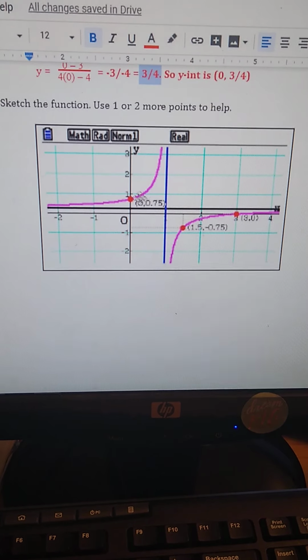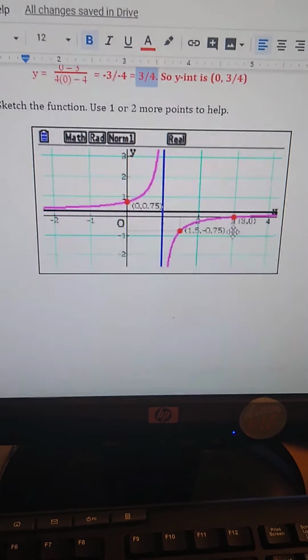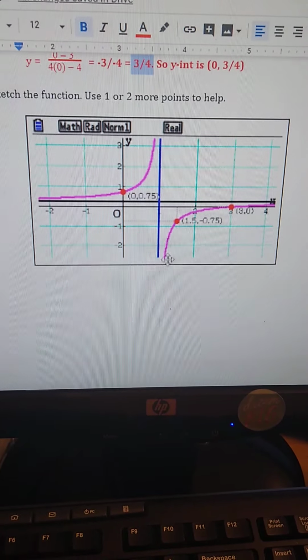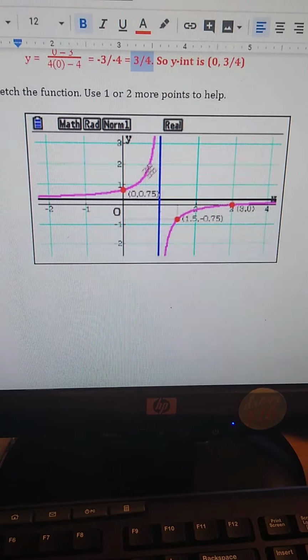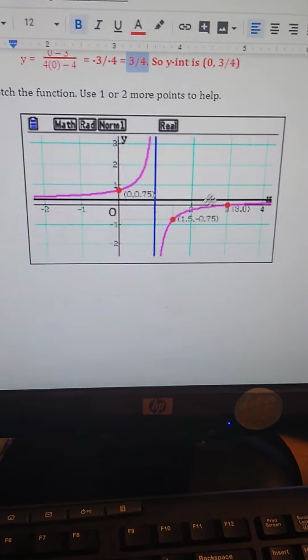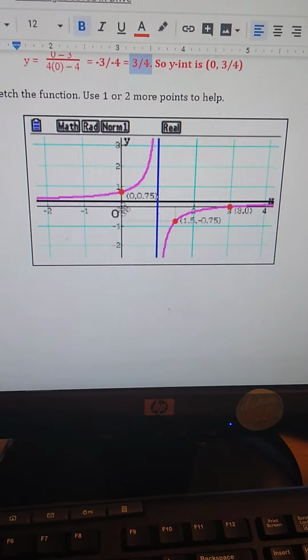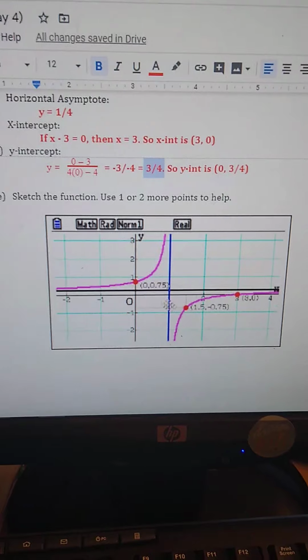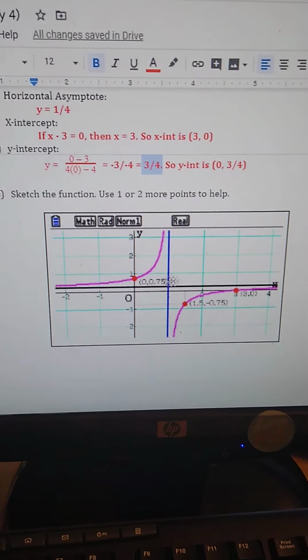And I have a graph here. There's my y-intercept at 3/4, x-intercept at 3. I got one more point just to give us some guidance of where it's following the asymptote. Make sure you're following the asymptotes in each direction. This blue line and the black line are the asymptotes here. And you can see the horizontal asymptote at 1/4, real close to the axis.